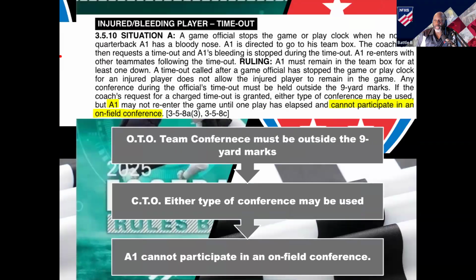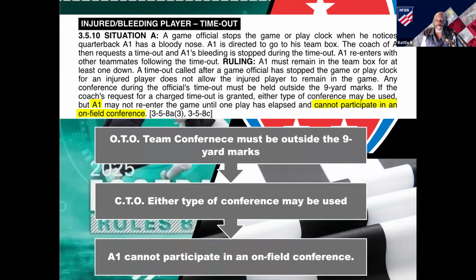Now, the other one I want you to notice here is A1 cannot participate in an on-field conference. Try to enforce that if you want. It may be quite difficult to try to tell the coach that A1 is injured and he has to remain in the team box. He cannot participate in the charge conferences. But hey, we want to cover this. We want you to notice what the rules say, and how you administer it is between you and your crew chief.